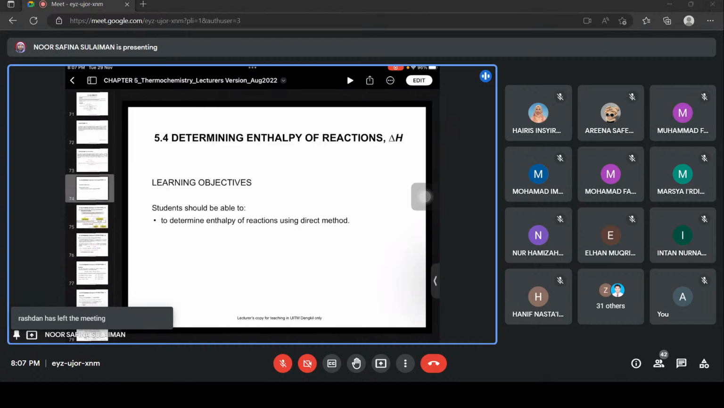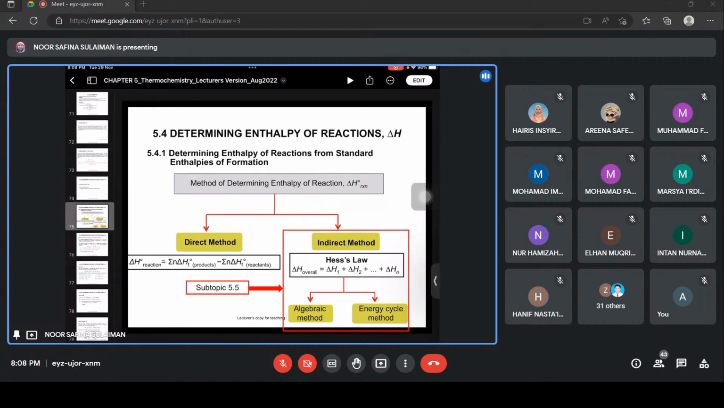Okay, so dalam 5.4 kita nak tahu macam mana you nak tentukan enthalpy. Maksudnya delta H of the reaction. There are two methods. The first one is direct method and the second one is energy cycle method. Tapi dalam 5.4 kita nak tengok pada direct method. Okay, so kita tengok method of determining enthalpy of reaction.